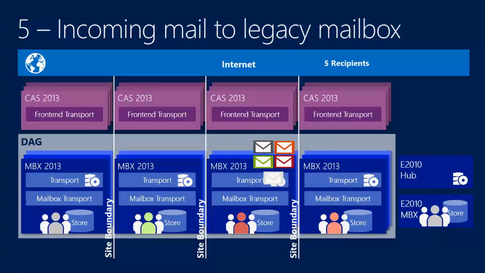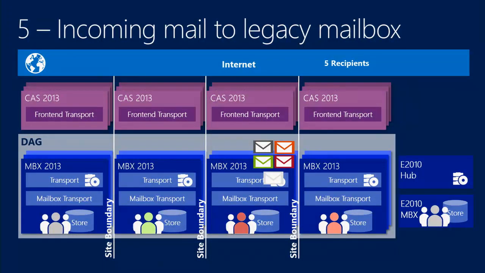So let's add a 5th scenario. What happens if this internet-based message was actually destined to 5 recipients, and the 5th recipient happens to be a 2010 mailbox? The first half of the process is all the same. Message goes to a CAS. CAS is going to send that to the transport service that is local within its Active Directory site. The transport service is then going to bifurcate that message, and instead of creating 4 copies, it's now going to create 5 copies.